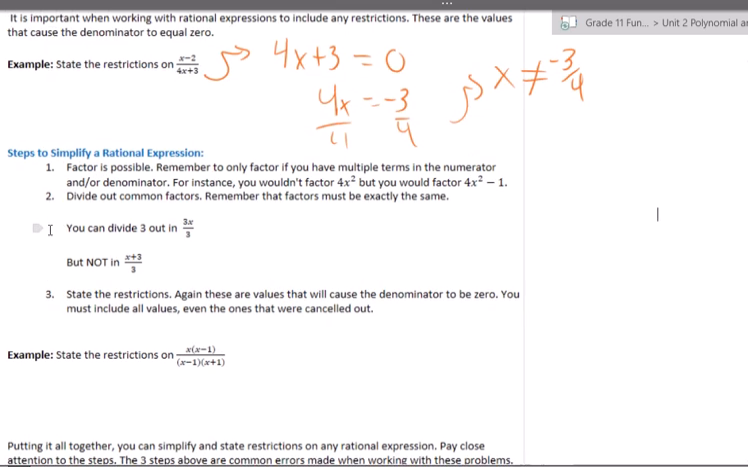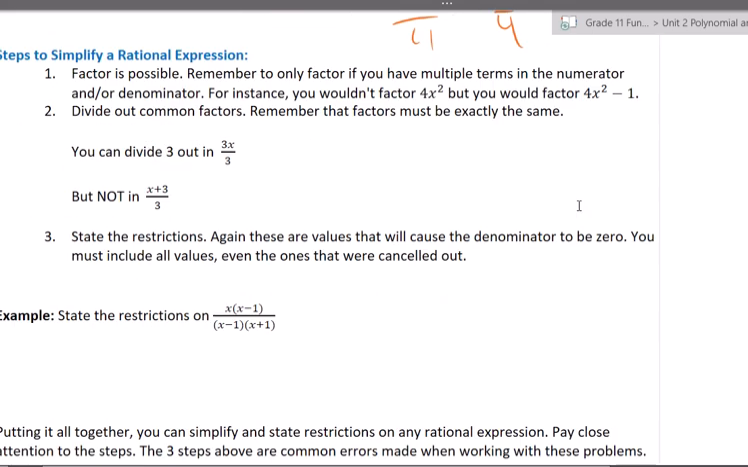So here we can divide 3 out of 3x over 3. We can cancel these both out, but we can't do it in x plus 3 over 3. The reason being is that when you're canceling, that means that the particular value, number, or variable that you're dividing out exists in every single term of the numerator. So here, this 3 is a 3, so you can cancel it there, but this x does not have a 3.